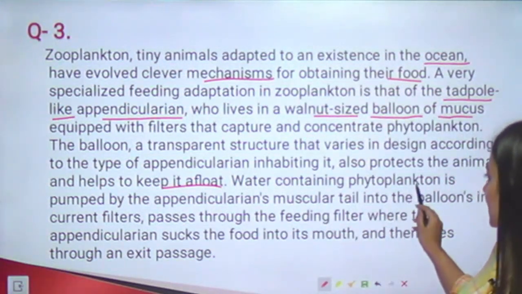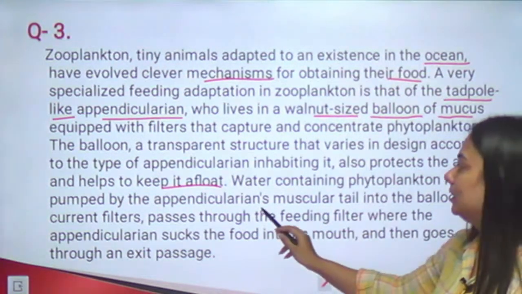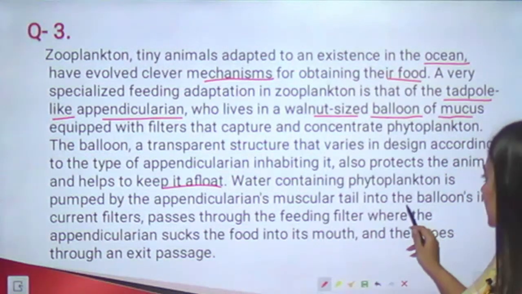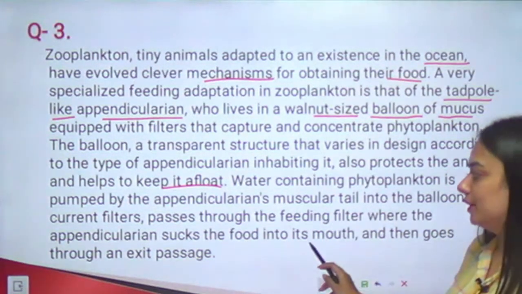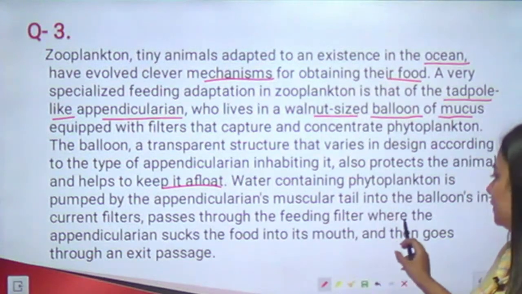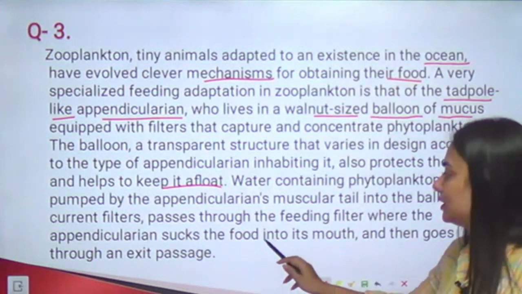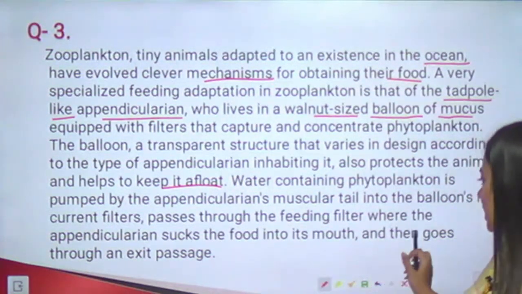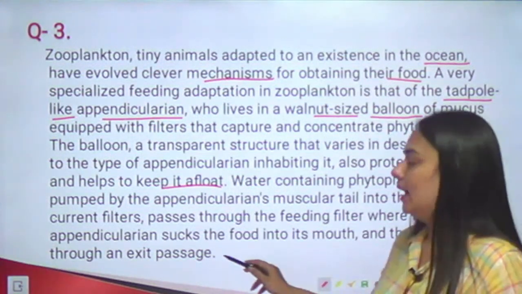Water containing phytoplankton is pumped by the appendicularian's muscular tail into the balloons in current filters, passes through the feeding filter where appendicularian sucks the food into its mouth, and then goes through an exit passage.